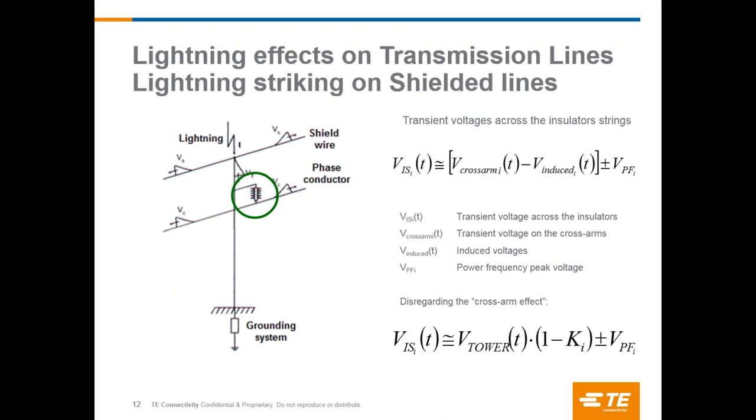For improving the lightning performance of the line, we can see through this equation that you need to reduce the transient voltage on the top of the tower.